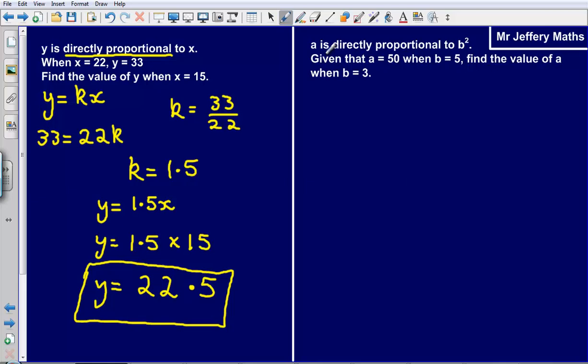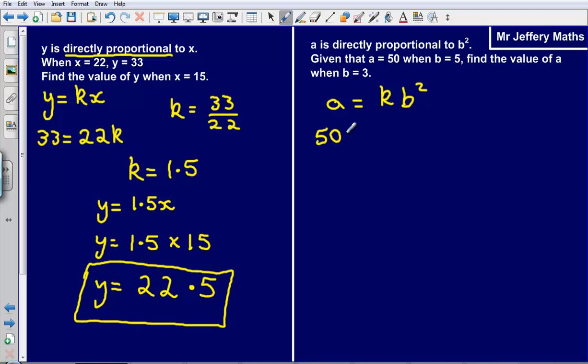So here we have a second question. a is directly proportional to b squared. Given that a equals 50 when b equals 5, find the value of a when b equals 3. First thing to do, we write down that a is equal to kb squared. Then substitute the values in.